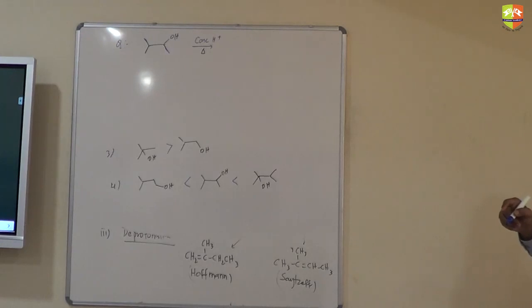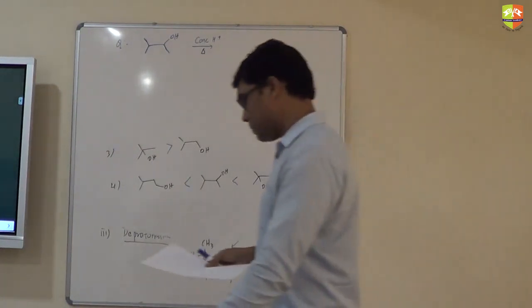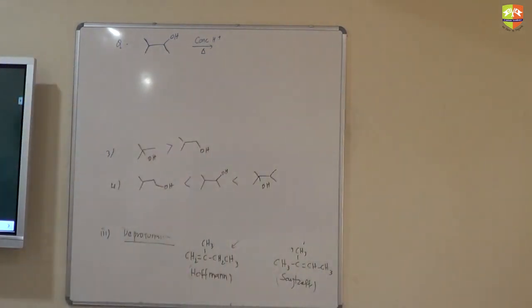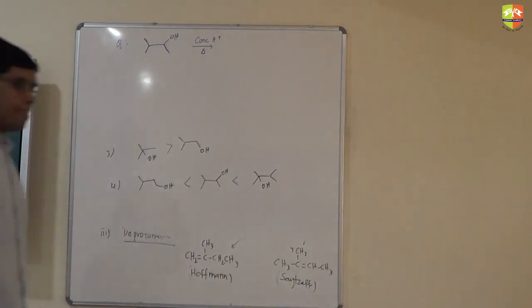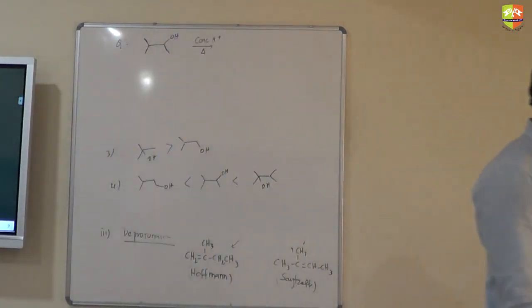First it would become a secondary carbocation. So first, draw it, write it down. This is the formation of carbocation. Till it forms an alkene, you have to continue. Alkene will be the final product.